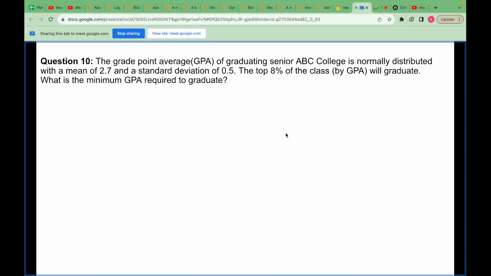This will be the last question. The GPA of a graduating senior college class is normally distributed with a mean of 2.7 and standard deviation of 0.5. Now it is said that only 8% of the class will graduate. So we are asked, what is the minimum GPA required to graduate?